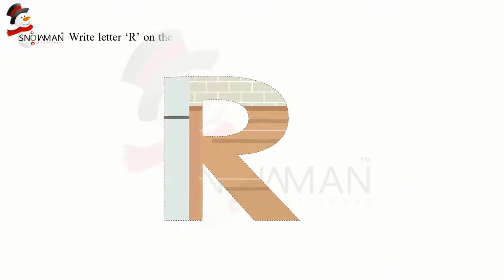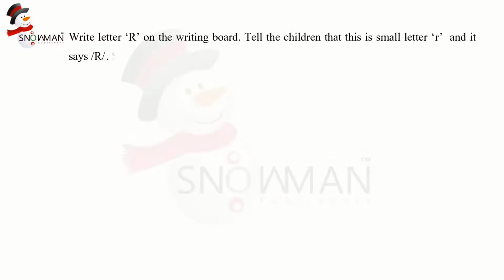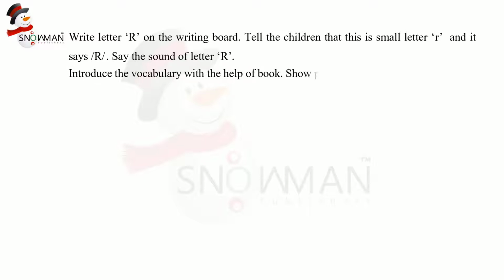Write the letter R on the writing board. Tell the children that this is small letter r and it says R. Say the sound of letter R. Introduce the vocabulary with the help of the book. Show pictures and say words with their initial sound.